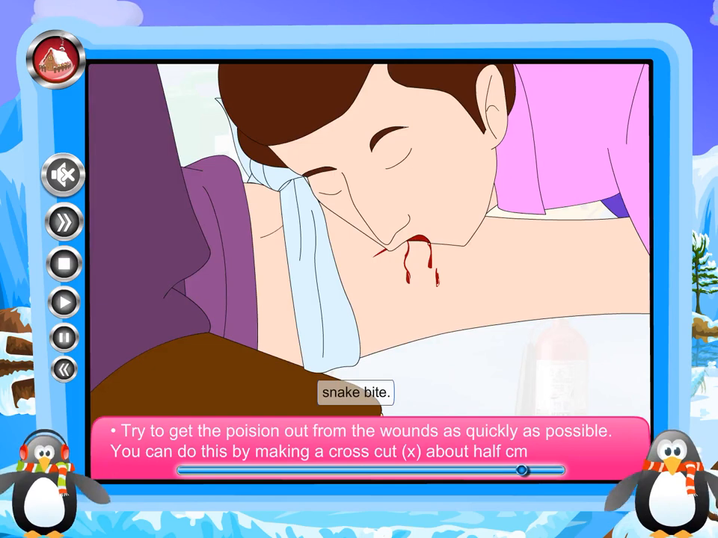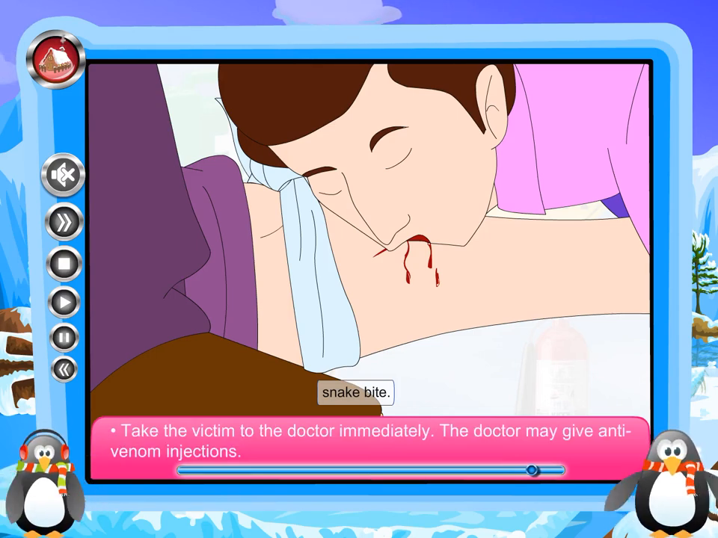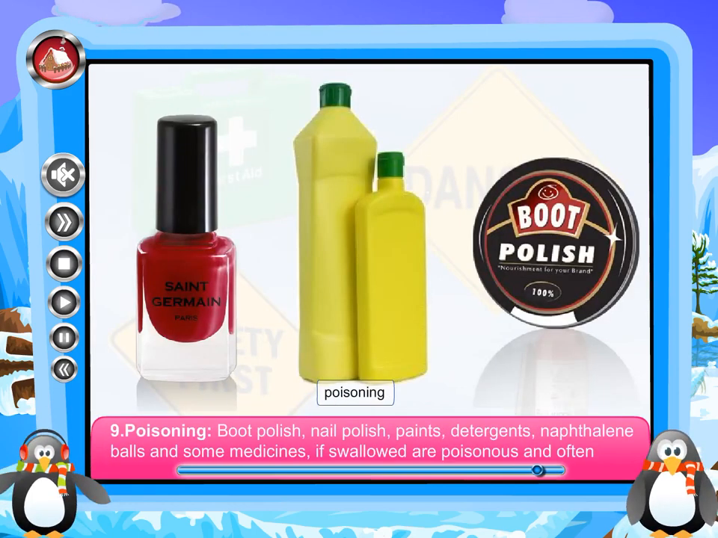Try to get the poison out from the wound as quickly as possible. You can do this by making a cross cut about half a centimeter deep over the bite with a blade and by sucking the blood. Take the victim to the doctor immediately. The doctor may give anti-venom injections.